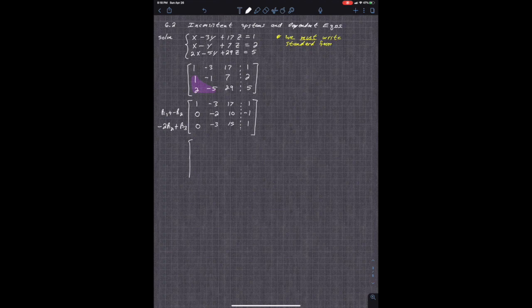Then we continue. Our next goal is to do what? Is to put a 0 here. So now you're looking at all of these, but you really could only use row 2 and 3. Otherwise, this 1 will put something back. So let's recopy. 1, -3, 17, 1. 0, -2, 10, and -1. Okay, so then if we do 3 row 2 plus -2 row 3, you're multiplying by one's opposite and then by the same thing.